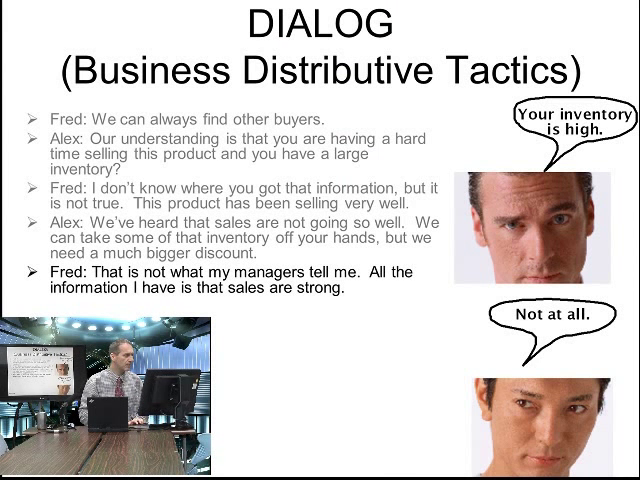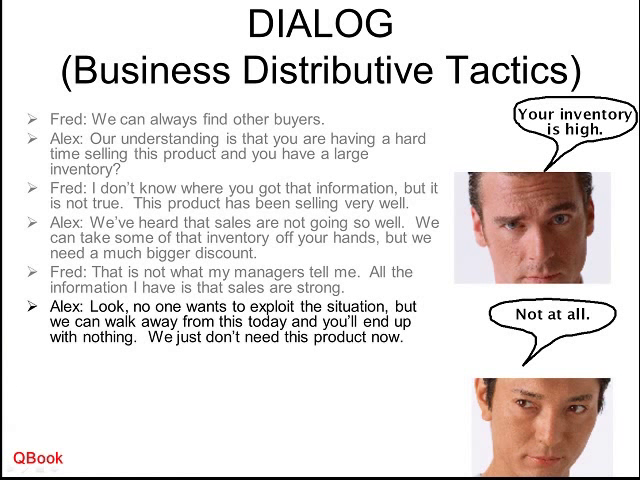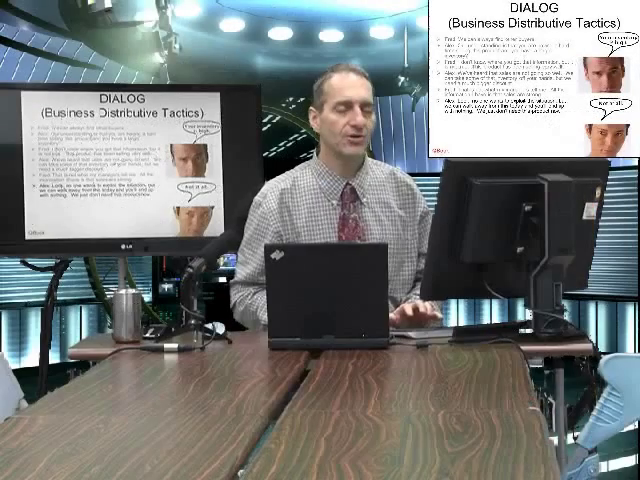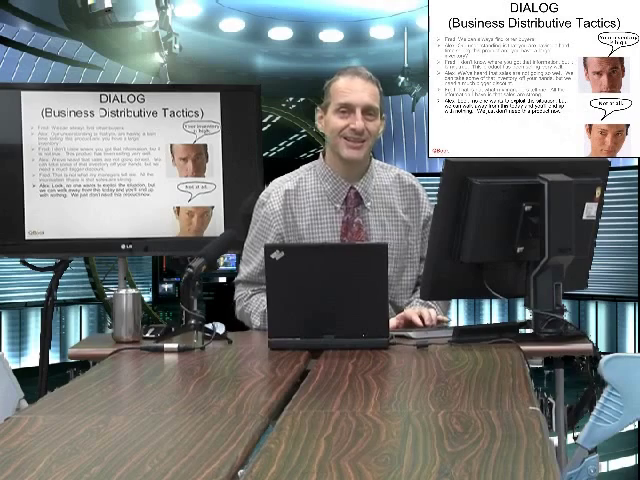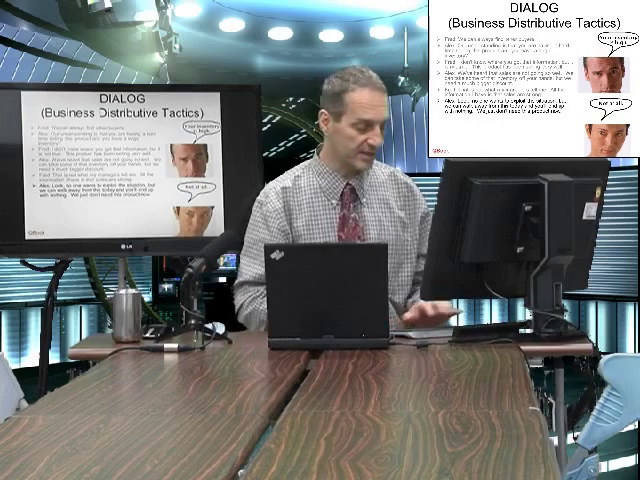Fred says, that is not what my managers tell me. All the information I have is that sales are strong. Alex says, look, no one wants to exploit the situation, but we can walk away from this today and you'll end up with nothing. We just don't need this product now. So he's trying to change the conditions by saying, you know, it's hard for you to sell your product. You know, I don't need your product. Your product's okay, but the consumers don't really like it. So give me a lower price. That's the argument.